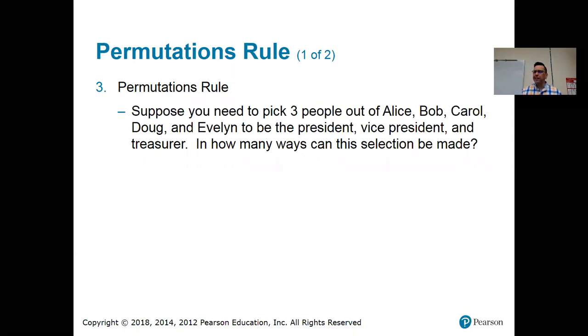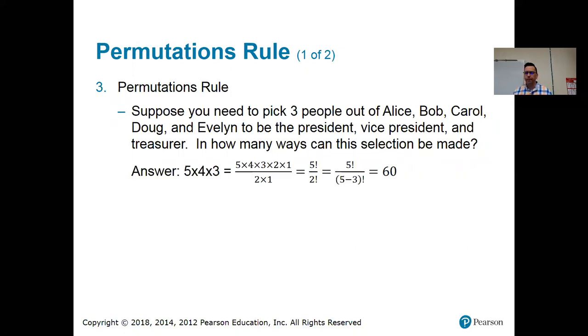In how many ways can this selection be made? Well, this is really just a multiplication counting rule problem, that first rule we talked about. When you go to pick the president, you have 5 choices. When you go to pick the vice president, you only have 4 choices because you're not going to let the same person be both. And then you need a third different person to be the treasurer. So you have 3 choices for that, right?